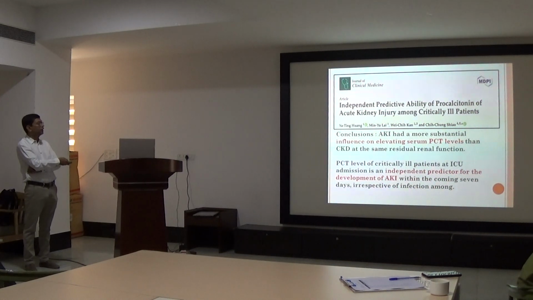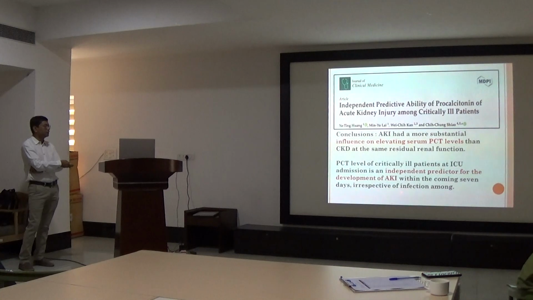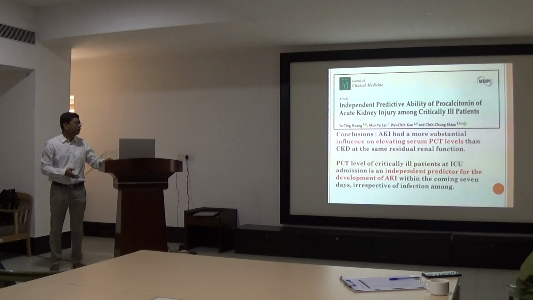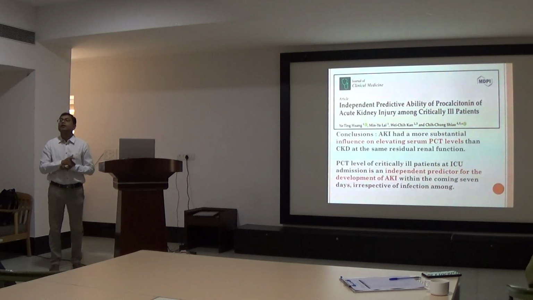PCT level of a critically ill patient at ICU admission is an independent predictor of development of AKI within the coming 7 days, irrespective of infection. So if the initial admission PCT is very high, this is an independent risk factor for developing AKI.